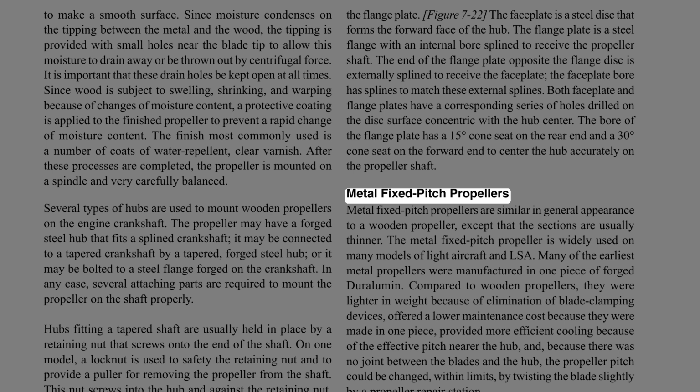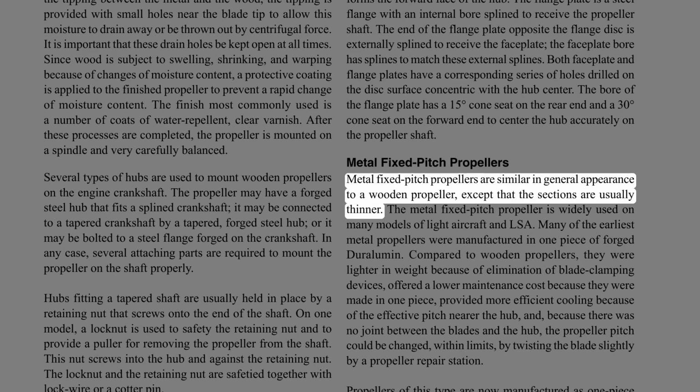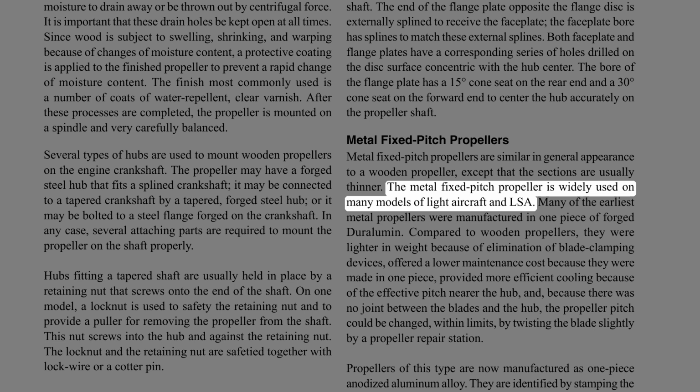Metal fixed-pitch propellers. Metal fixed-pitch propellers are similar in general appearance to a wooden propeller, except that the sections are usually thinner. The metal fixed-pitch propeller is widely used on many models of light aircraft and LSA.